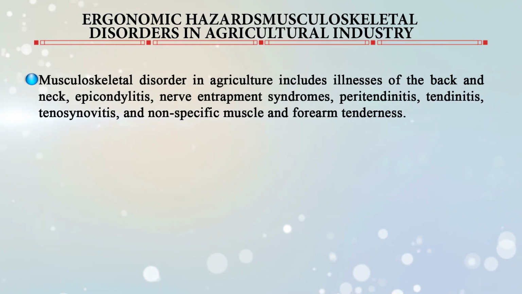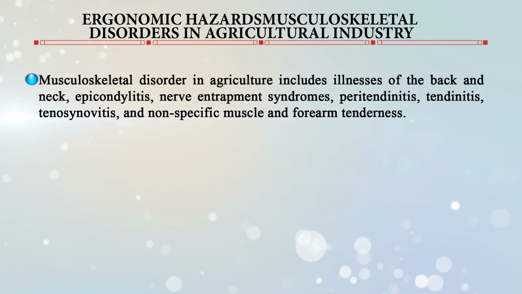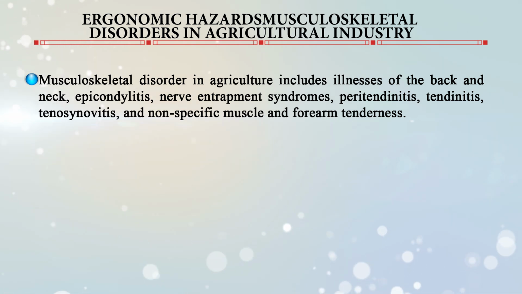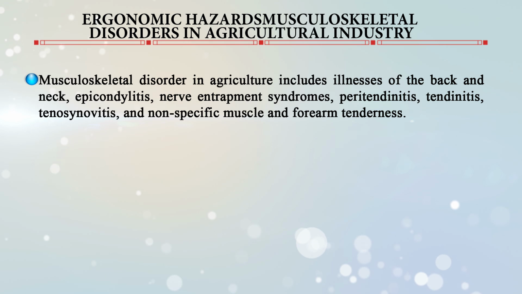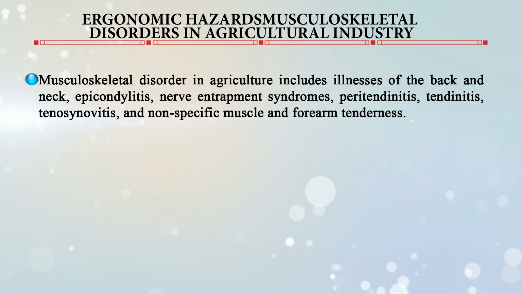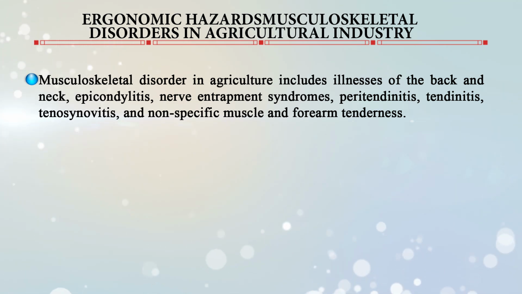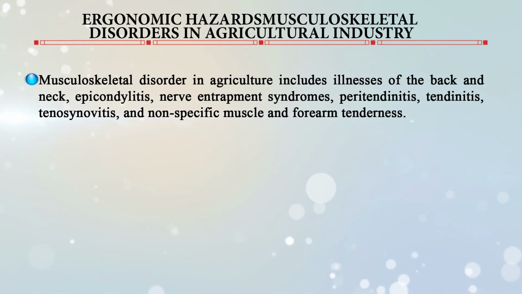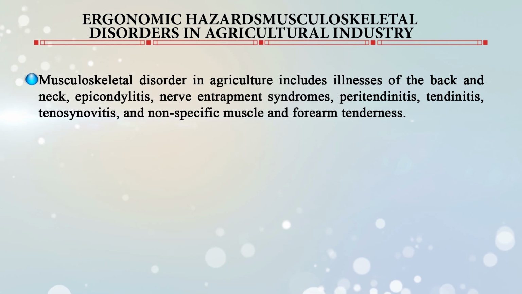and that can result in certain ergonomic problems. So, musculoskeletal disorder in agriculture includes the illnesses of the back and the neck. They may also have certain problems of spondylitis, then epicondylitis, nerve entrapment syndromes, peritendinitis, tendinitis, tenosynovitis, and also certain non-specific muscle and forearm tenderness. These are all encountered by these workers.